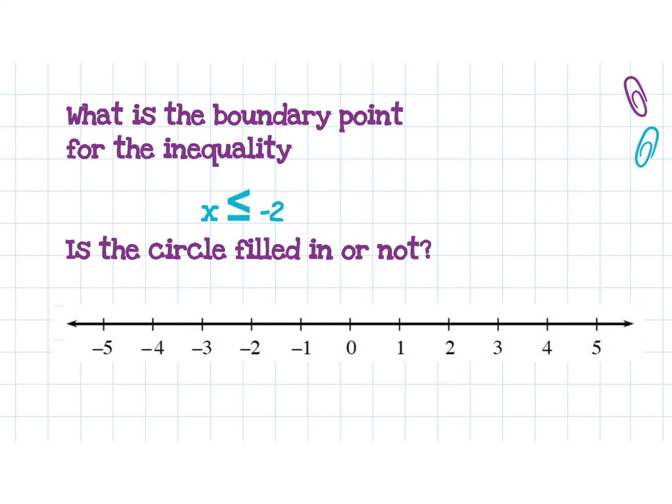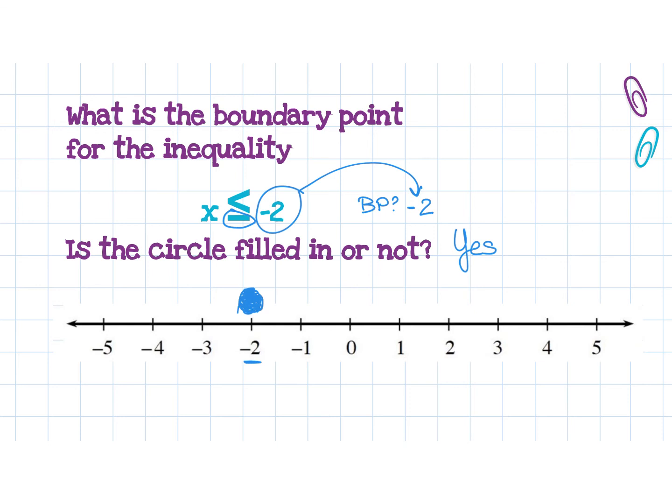Okay, what is the boundary point for the inequality? You can pause this and draw it yourself and then come back when you're ready. Is the circle filled in or not? Well, do you see that we have also equals to? So the circle is filled in. Yes. What is our boundary point? Our boundary point is -2. So we're going to go to -2 on our line. We're going to go right above it. We're going to draw ourselves a circle. We're going to fill this circle in because we have a value that is equal to as well as less than.